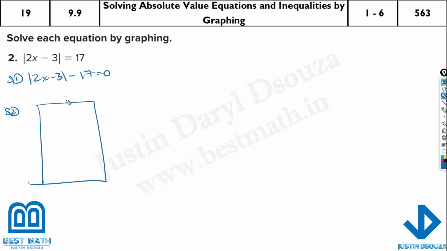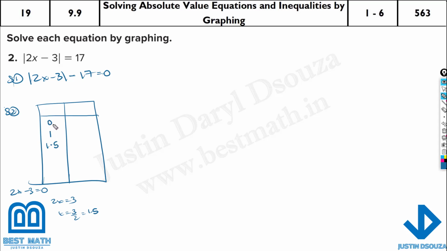Step 2 is table of values. But what is the midpoint here? So I'll just write it somewhere here. It's 2x minus 3 equals 0. So 2x is equal to 3. x is equal to 3 by 2. That is 1.5. So here it'll be 1.5. I'm not going to take 0.5s. It's going to be complicated. So I'm just going to take 1.5.